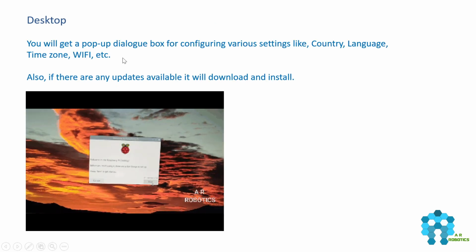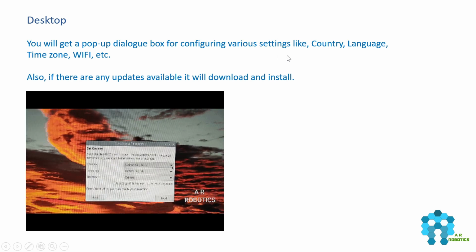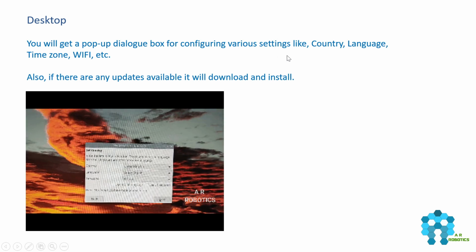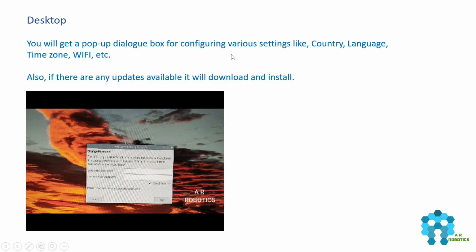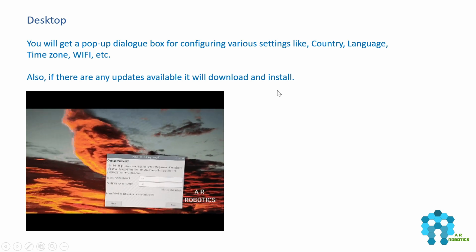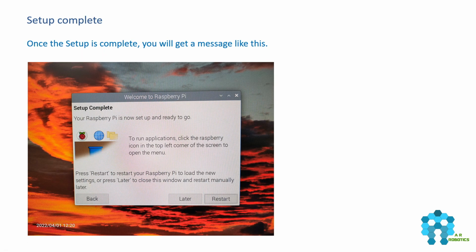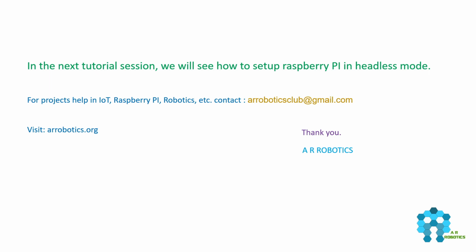You will get a pop-up dialog box for configuring various settings like country, language, time zone, Wi-Fi, etc. Also, if there are any updates available, it will download and install. With this, the setup is complete and you will get a message like this. So this is how we will set up our Raspberry Pi in the normal method.